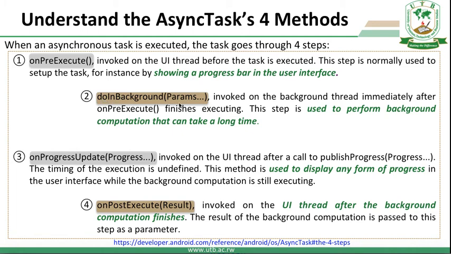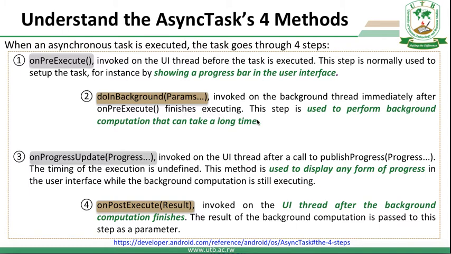doInBackground receives params as a parameter. It is invoked on the background thread, not on the UI thread. I repeat, it is invoked on the background thread, not on the UI thread. It is invoked immediately after onPreExecute finishes executing. So on completion of the onPreExecute method, the doInBackground method is called automatically. This step is used to perform background computation that can take a long time, even a few seconds.